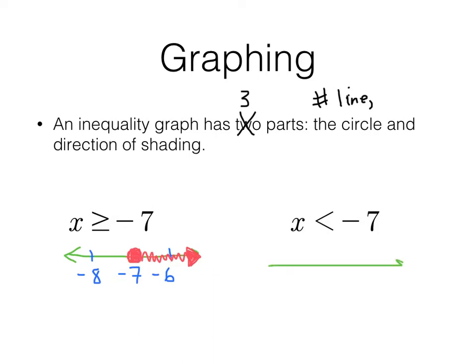For this one, we start the same way. We still have -7 in the center, 1 less is -8, 1 more is -6.